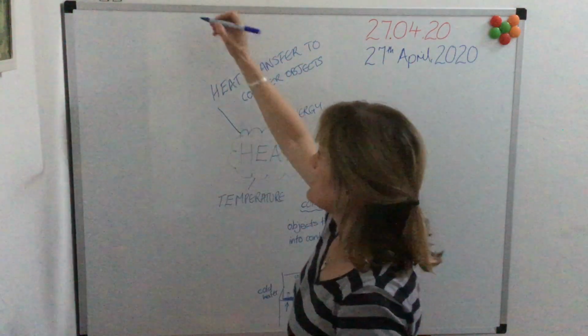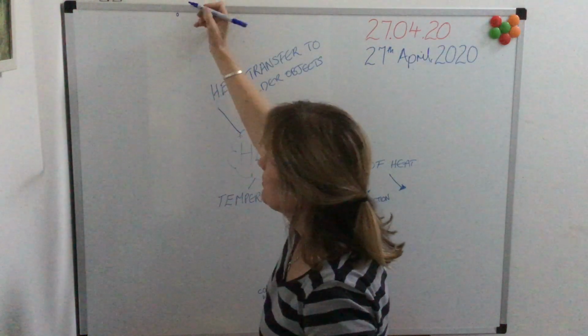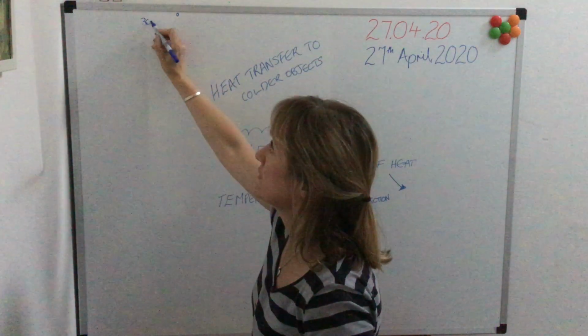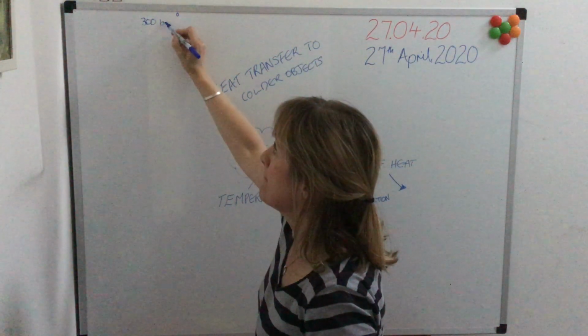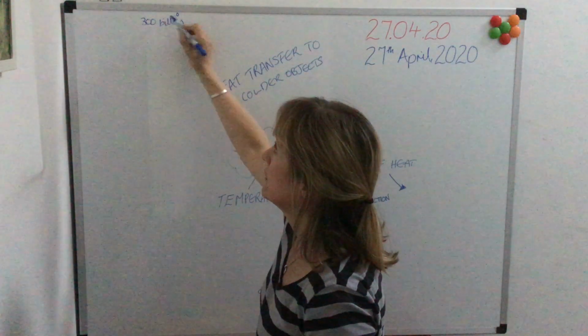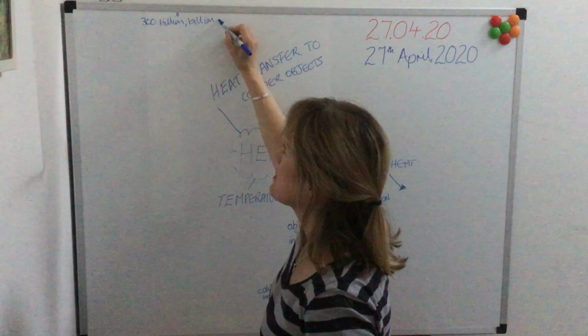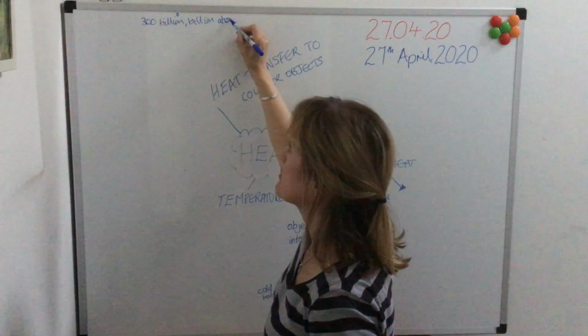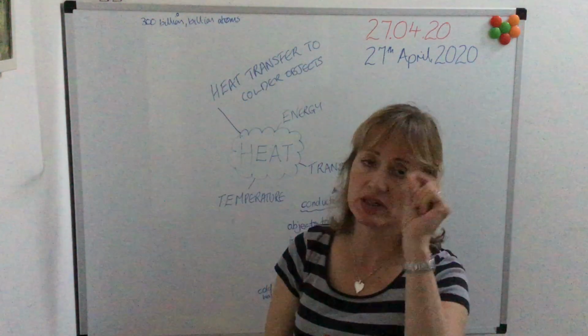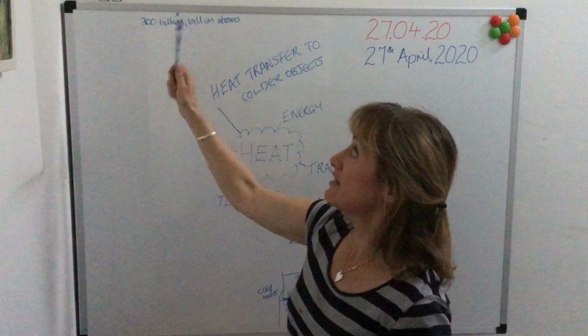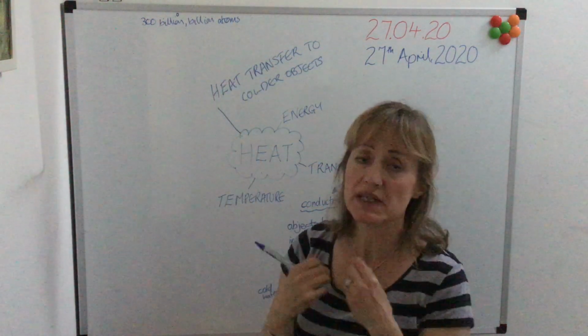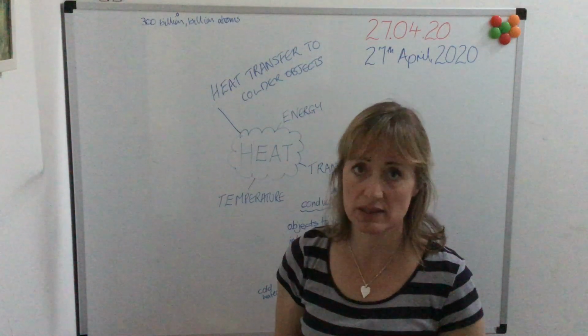Now, a single raindrop has approximately 300 billion atoms inside it. Okay, so to make one tiny raindrop, you need approximately 300 billion atoms. So we cannot see atoms, they are so tiny.